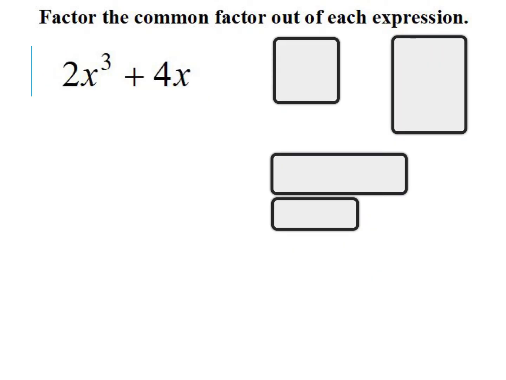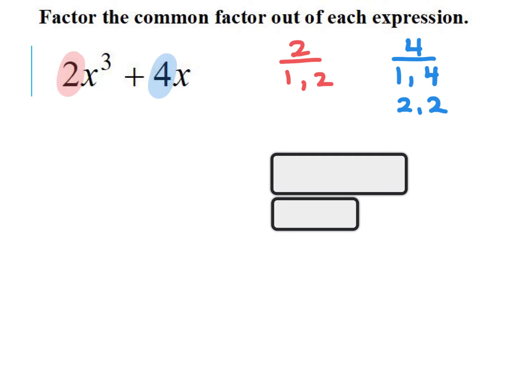In the next example, I start by listing the factors of my coefficients. So my factors of 2, I have 1 and 2. And then my factors of 4 are 1 and 4 and 2 and 2. Now the common factors are they both have a 1 and they both have a 2. So the greatest of these common factors is 2.